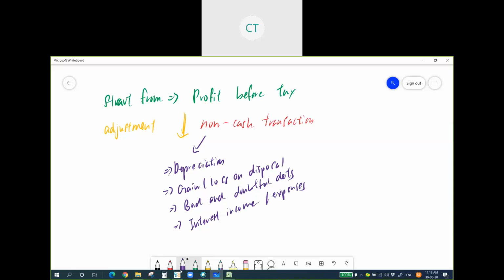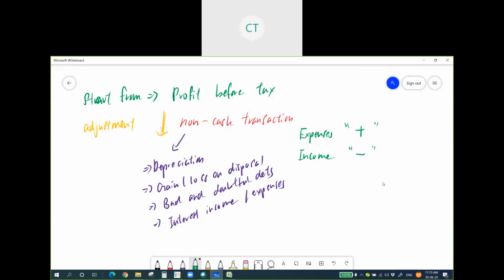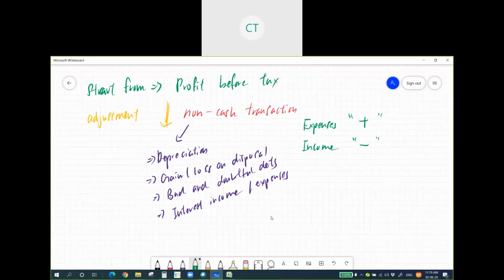So one thing to take note, when you take in those non-cash transactions, for the expenses, you have to add. For the income, you have to minus. Class, do you understand the rationale behind this, why expenses we add, but for the income we have to minus? I mean the reason for this?